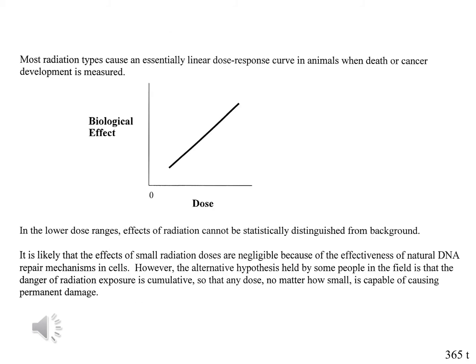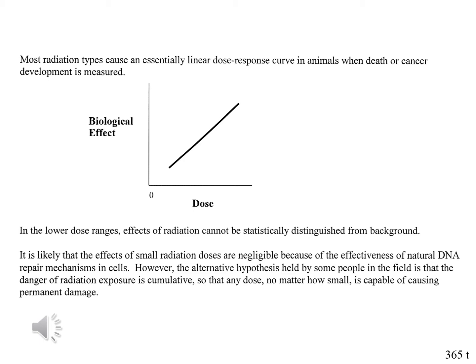What people have discovered about the effect of radiation is, this is a graph of what the dose versus biological effect is, and the biological effect could be things like the formation of tumors or just death of animals. There's a lot of different dose response curves for different kinds of radiation, but most of the time if you double the dose, you double the effect. The problem is in the lower dose ranges, you can't separate the effect of the radiation from the background. See, this is all done by statistics.